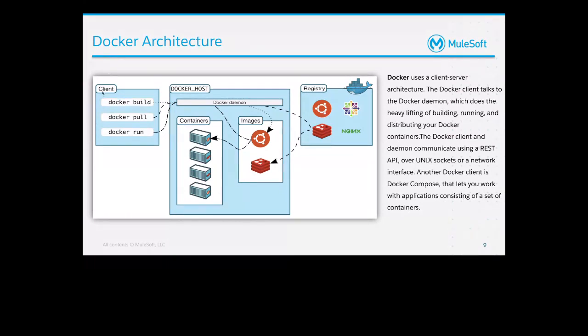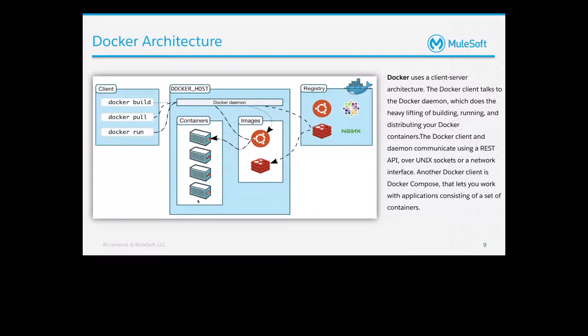Basically, if you look at this, the client will issue these commands like Docker build, and then internally the Docker daemon takes those instructions. First, the image is created. Once the image is created, from this image you can spin up multiple containers. So that's what I was trying to tell you. You have one image, and that's the beauty of Docker.